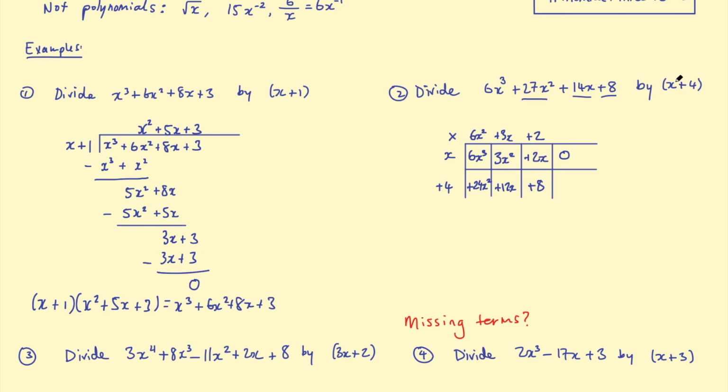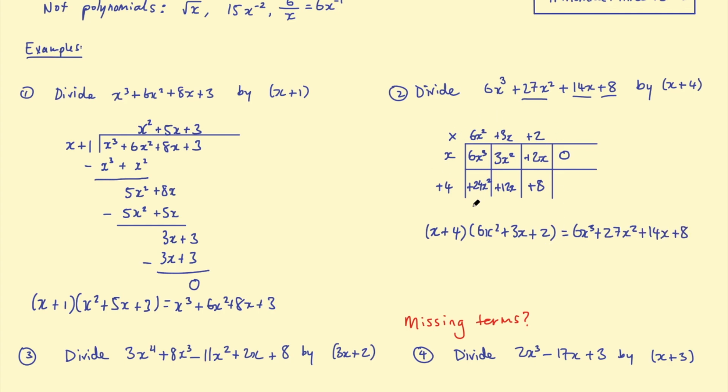So this binomial divides this cubic evenly, and we can finish up by saying that x plus 4 multiplied by 6x squared plus 3x plus 2 equals this cubic, 6x cubed plus 27x squared plus 14x plus 8.